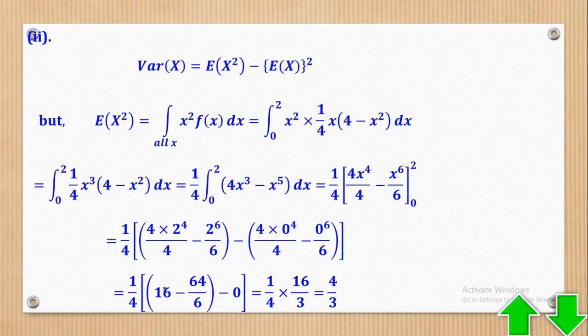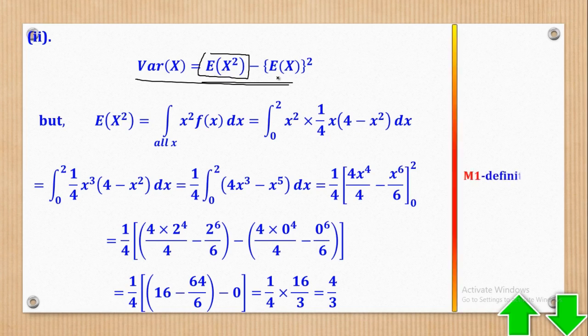Now next is to calculate 16 minus 64 over 3, which gives me 16 over 3. But this a quarter is still there, so you bring it here. Next is to multiply a quarter by 16 over 3. First of all, this and this can reduce to give you this 4. So in the end you come up with 4 over 3 as your value of E(X squared). But remember, this is not the variance that was asked. The variance is got by this formula, and we have only got this part. After getting that part, we can substitute to get the value of Var(X).